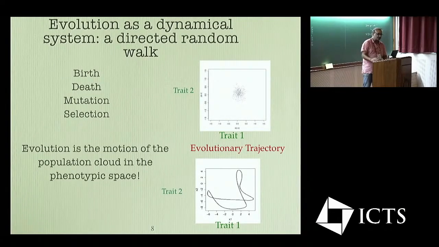These are the basic theoretical assumptions. The minimal assumption is that evolution is essentially a birth-death process with mutation and selection. This is one agent-based model of a population where I have mutations, and what I am interested in is, as mutation, selection, birth and death happen, what sort of evolutionary trajectory the population cloud takes. You can roughly imagine this trajectory as the motion of the center of mass of the population cloud.